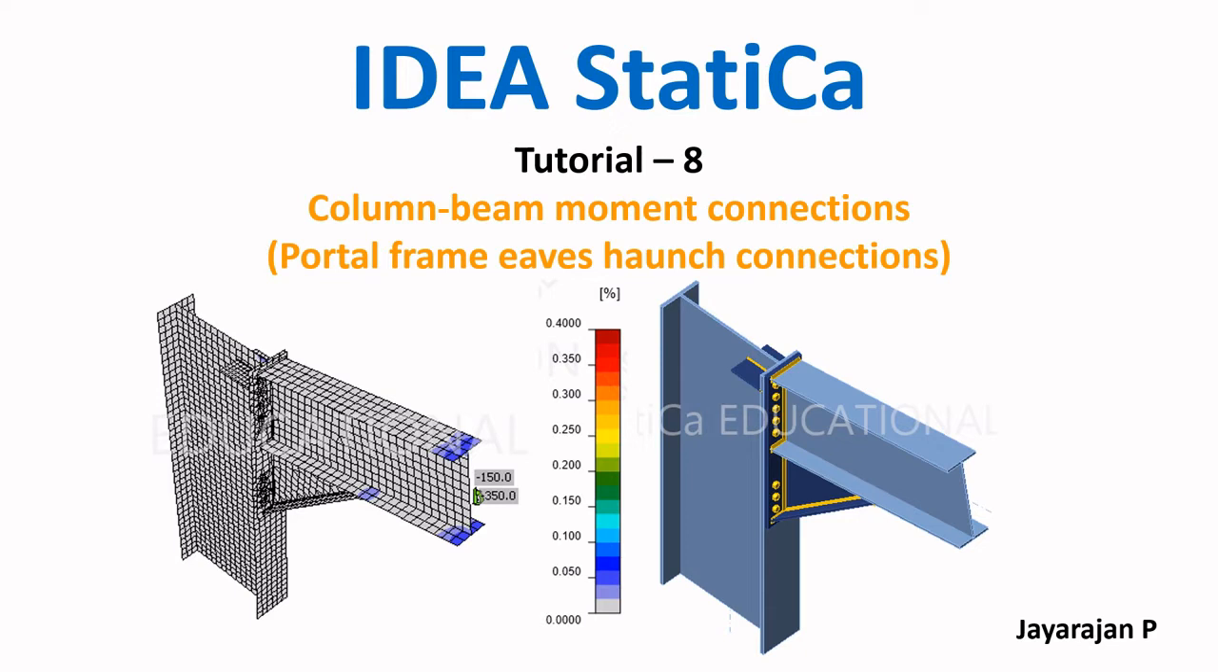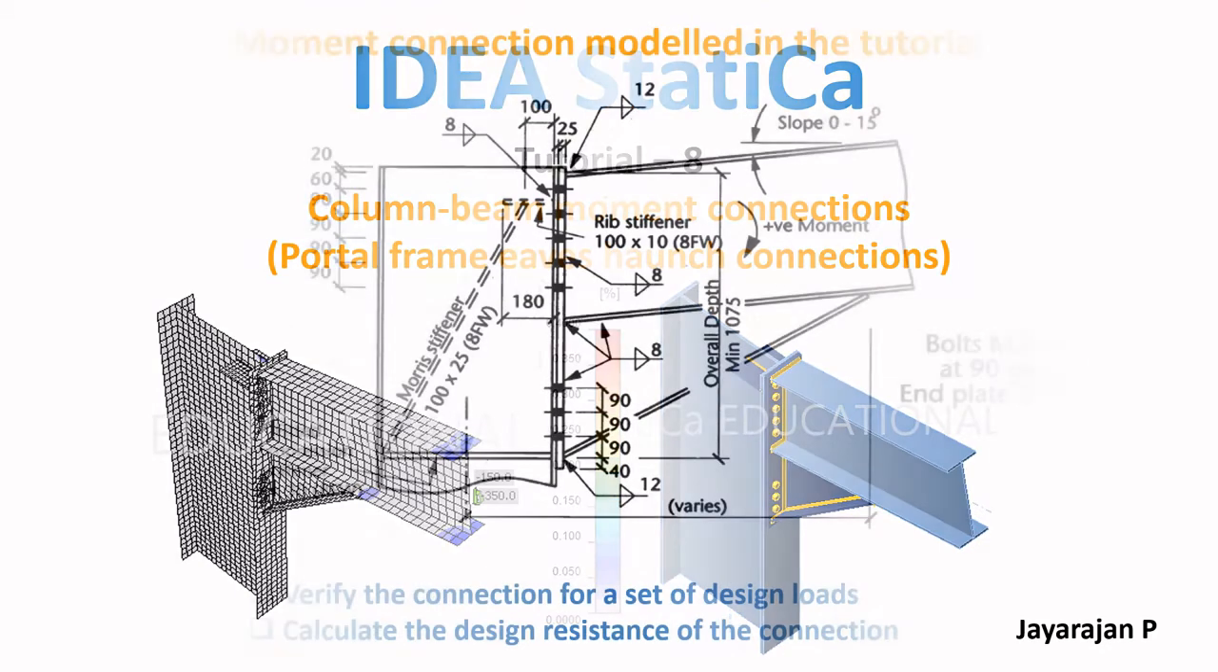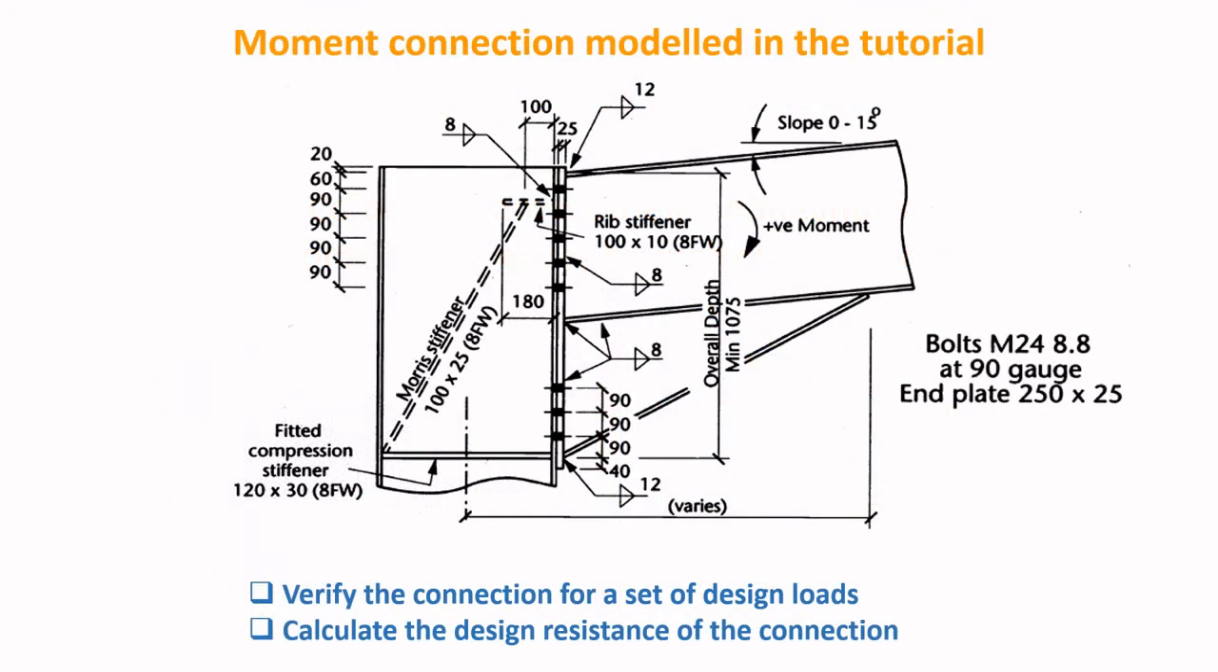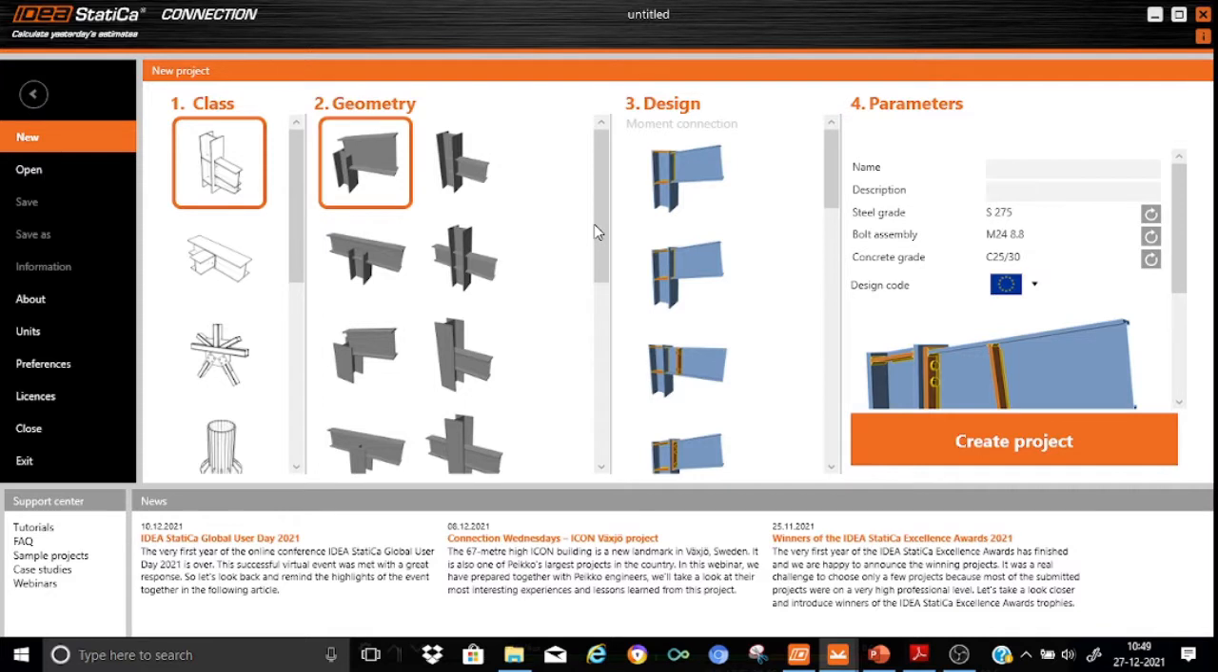Here we will demonstrate how to model and design a portal frame eaves hinge connection with a bolted end plate. The example connection used in the tutorial is shown here. We will discuss how to verify this joint for a given set of design loads and also to obtain its design resistance. So let us start IDEA StatiCa tutorial number 8.